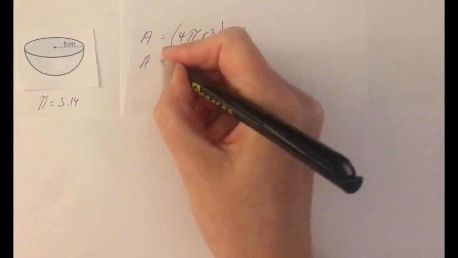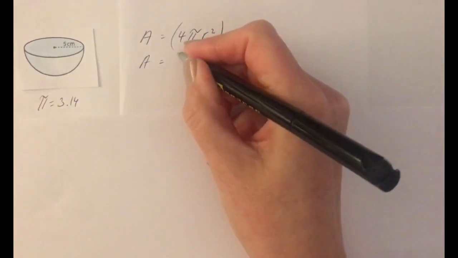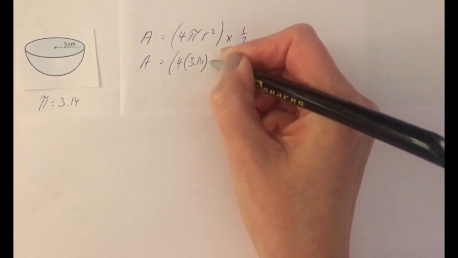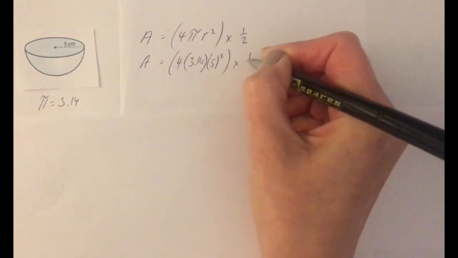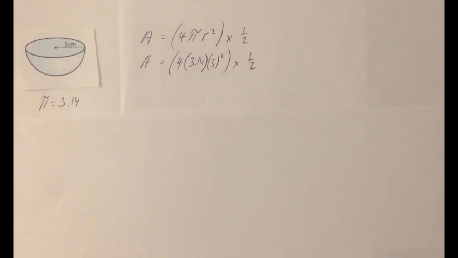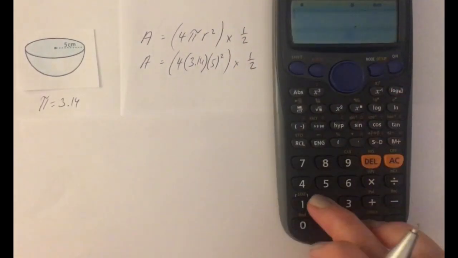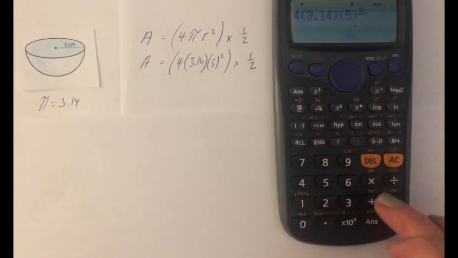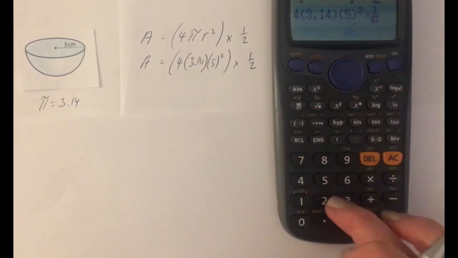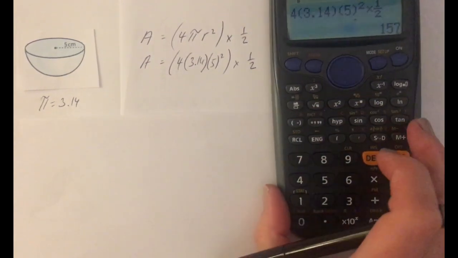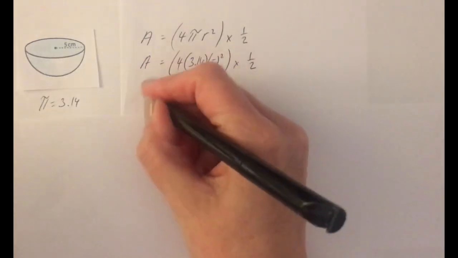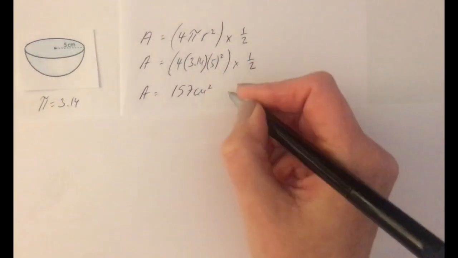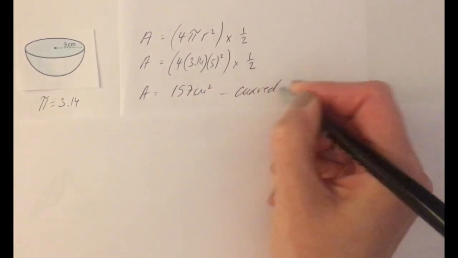So we have A equals, pi we're going to take as 3.14, so 4 bracket 3.14. The radius, of course, is 5. And we're going to times the whole thing by a half. So on the calculator, I have 4 bracket 3.14, 5 squared, times, and put in my half, because I want half of all of this. So I'm getting 157 centimeters squared. That, of course, is the curved surface area.